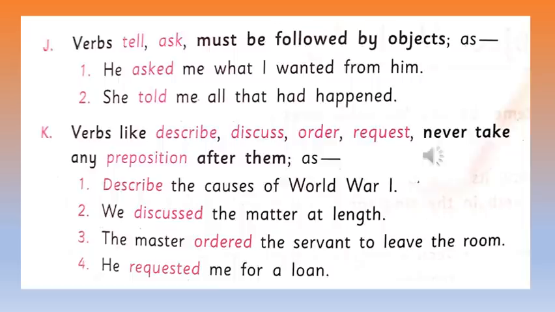Okay, the verbs like describe, discuss, order and request don't take a preposition after them. See, four examples are given. First one: describe the causes of World War First. We discussed the matter at length. The master ordered the servant to leave the room. He requested me for a loan. Okay, in all these you can see that there is no preposition used after these verbs.